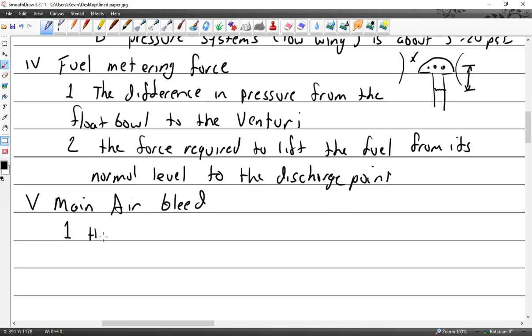I'm looking for some suggestions here. It bleeds air. Into the fuel. Give you a hint: it helps emulsify. So it emulsifies the fuel. What does emulsifying mean? It premixes just a little bit of air, so it atomizes more easily. Okay, so it adds a little bit of air.